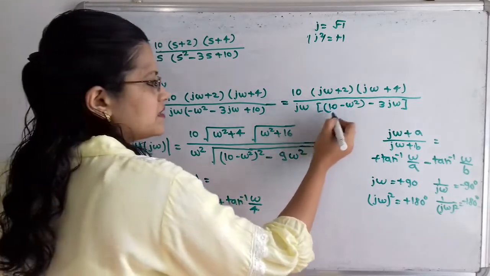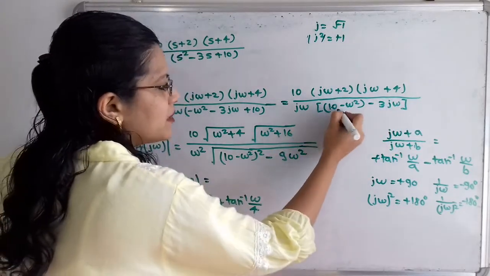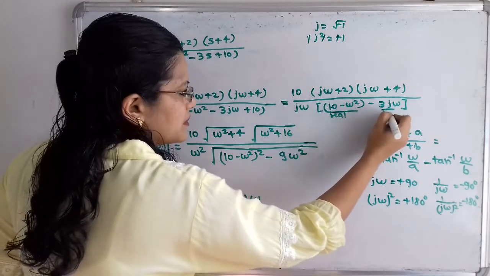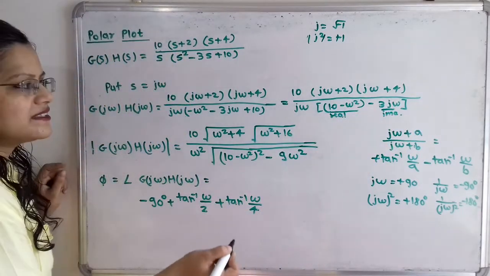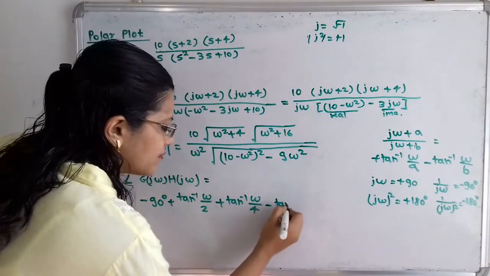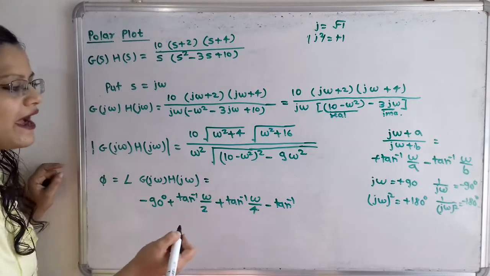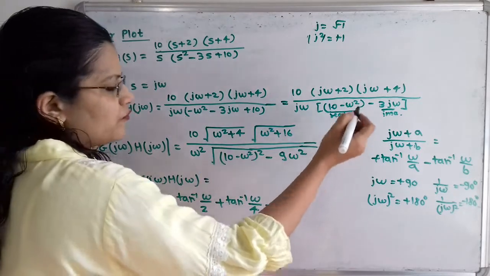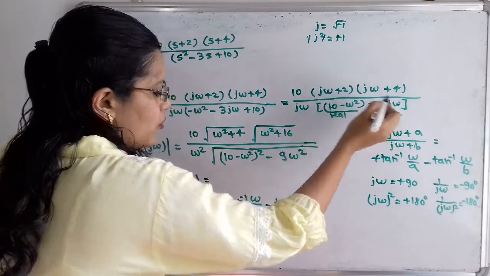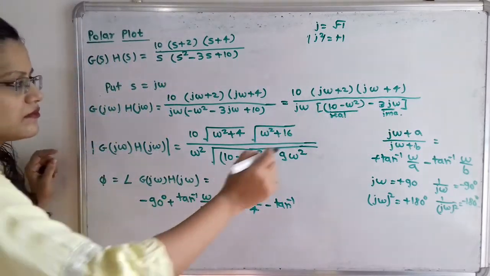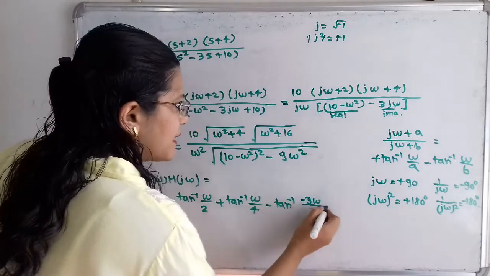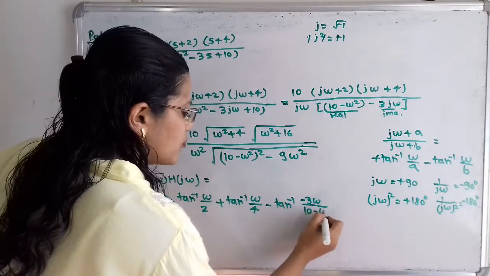Now this term is in the denominator. So this is real, and this is imaginary. Again we will apply the same rule, but since this is in the denominator, I will use minus tan inverse of. Now I have to take the imaginary part, so for this imaginary part we take 3 omega. That is minus tan inverse of 3 omega divided by 10 minus omega square.